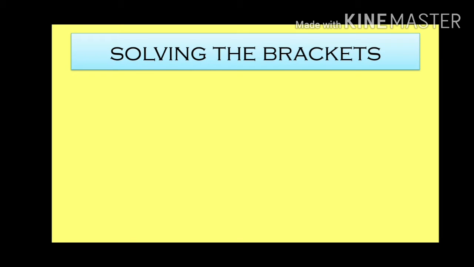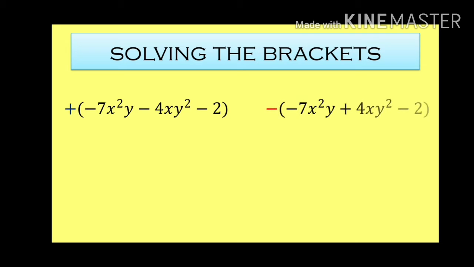Here, the first thing to remember is how to solve the brackets. Solving the brackets is the most important thing here. So let's take this situation, plus of the whole expression. The expression given is minus 7x square y, minus 4xy squared and minus 2. Outside we have plus. And we know that in integers, if outside we have plus, the inside signs do not change. So plus into minus will be minus, plus into minus will be minus, plus into minus will be minus. There will be no change.